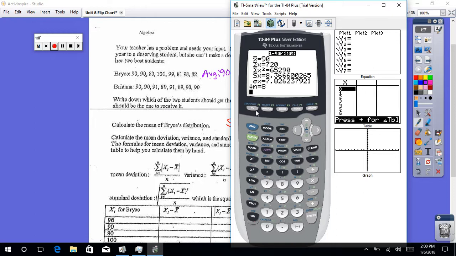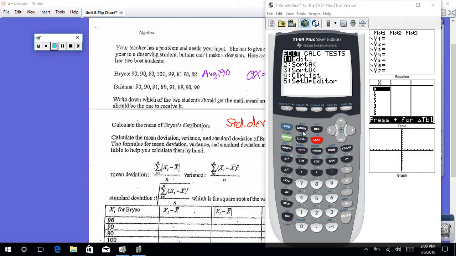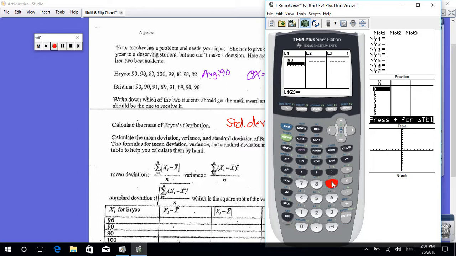Okay, let's go back and look at Brianna. So back to stats. Going to Brianna, let's go ahead and enter her data. So we have a 90, another 90. I'm pretty sure that they are going to end up with the exact same class average, hence the reason we are talking about standard deviation. Could be wrong, but I am pretty sure that's what the case is going to be.